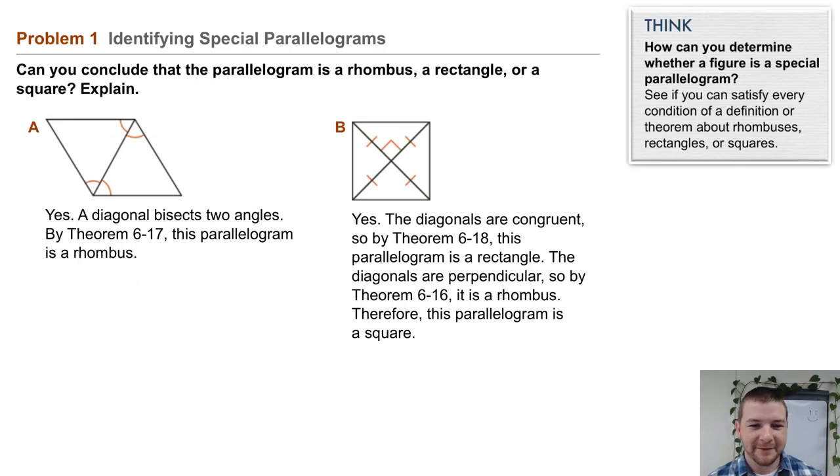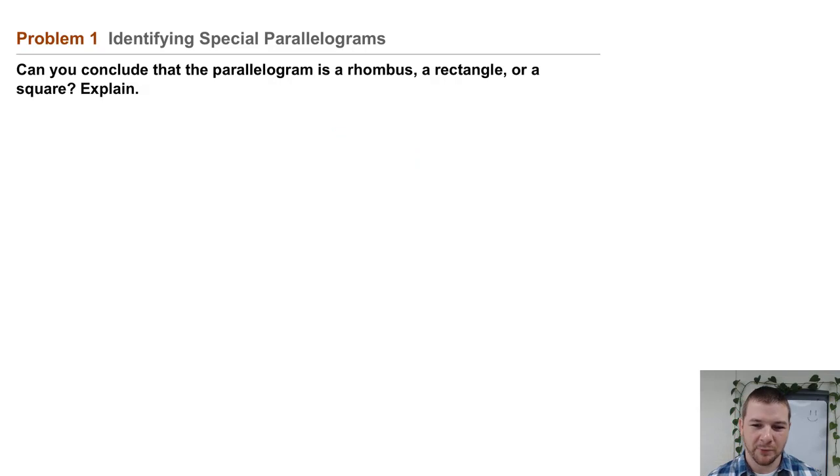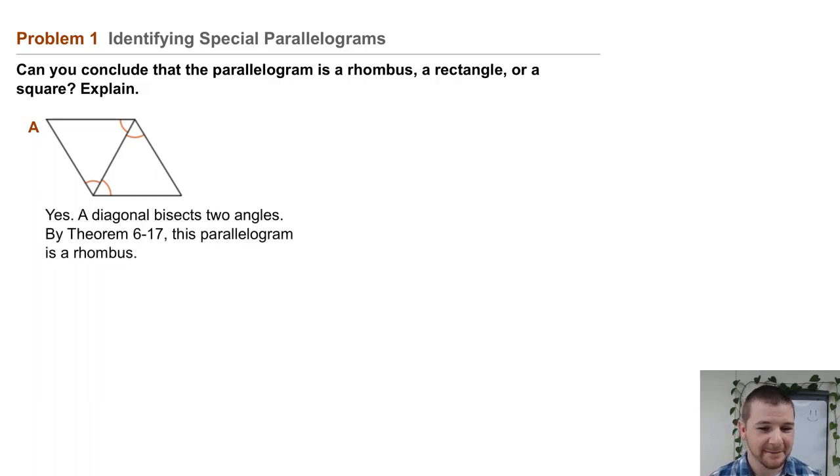Problem 1, identifying special parallelograms. Can you conclude that the parallelogram is a rhombus, a rectangle, or a square? Explain. Well, first, diagram A. Consider the information given. And yes, a diagonal bisects two angles. So by theorem 6.17, this parallelogram is a rhombus.